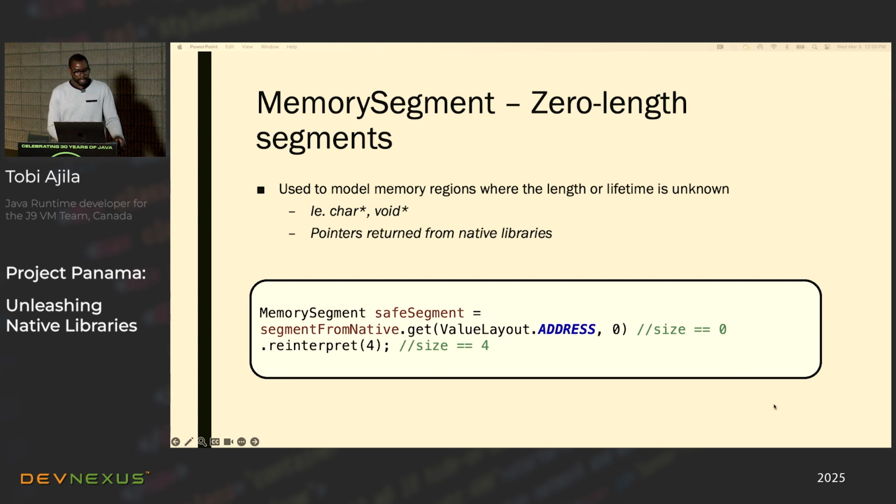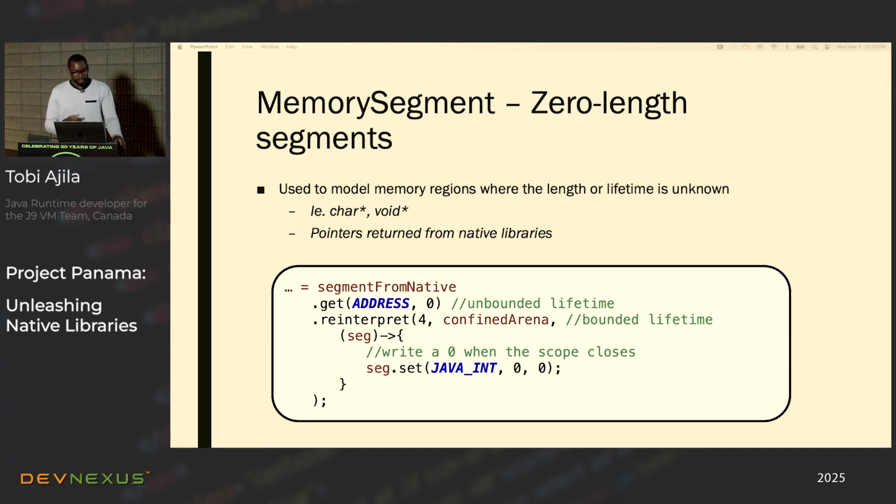So in this example, we have a segment from native, and we want to get it with an address. So when you do this, the size is 0. But then when you reinterpret, what you're saying is, we're going to put a bounds on it for the first 4 bytes. You can do something similar as well, where you do this within an arena.